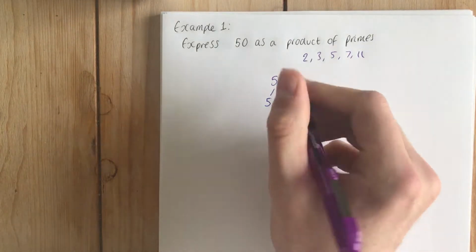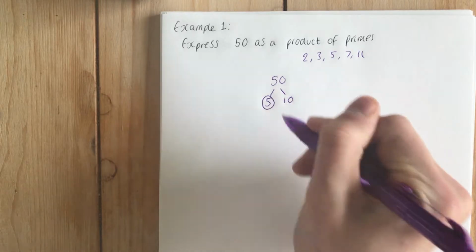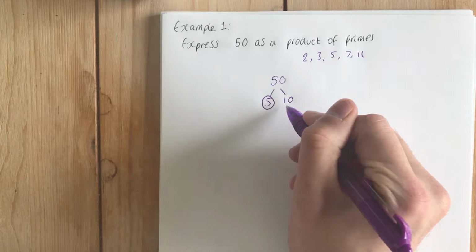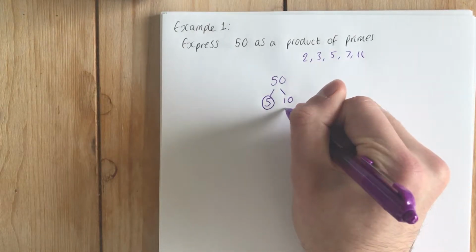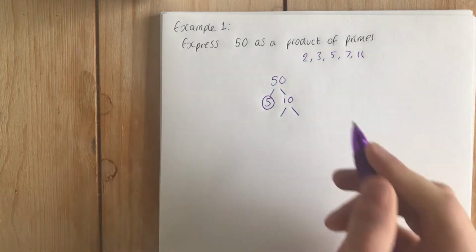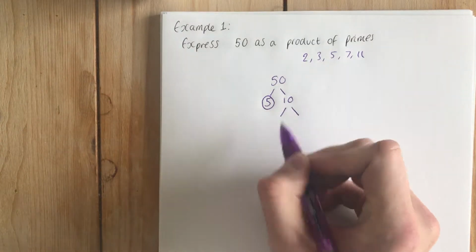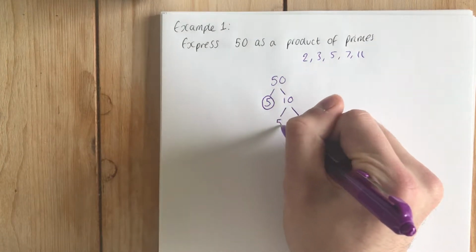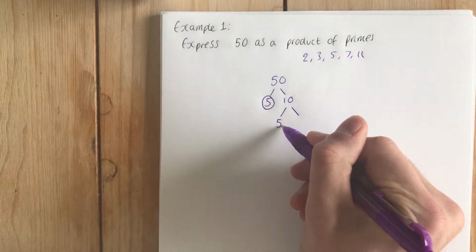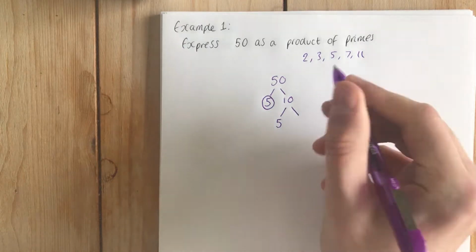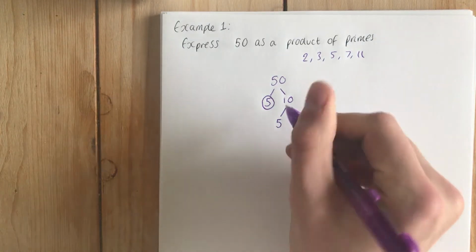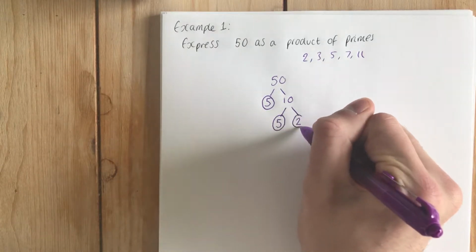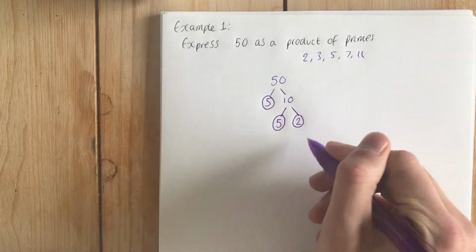Now because 5 is prime, I'm going to circle it. That means I don't need to continue with any more branches. The number 10 isn't prime, so I do need to continue in branches. Now I'm looking for a prime number that goes into 10. I know that 5 goes into 10 again, so I'm going to write 5. I want to know how many 5s go into 10, which is 2. 5 is prime, so I can circle it. 2 is also prime, so I can circle that, which means we're done because there's nowhere else I can do any more branches.